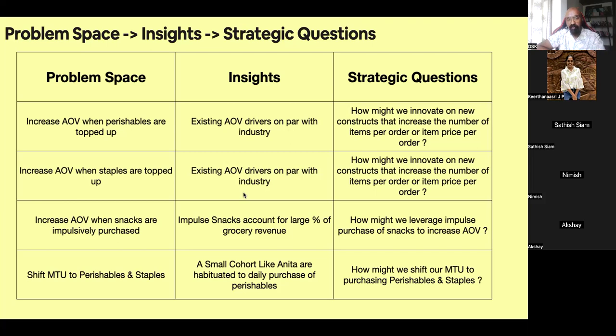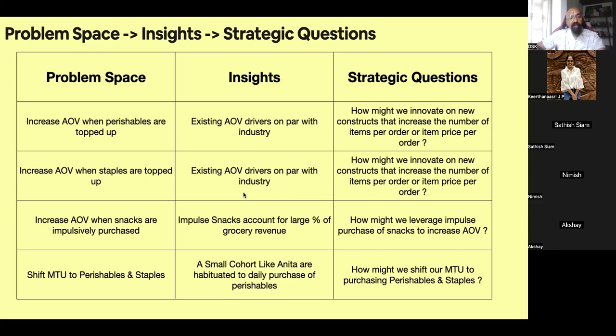Likewise, for staples, we know that they're already in the pathway of topping up, and we are already using best-in-class AOV constructs to drive. The strategic question then becomes, okay, if that's the case, how else can we innovate further down? So we already do this. How can we double down on this?